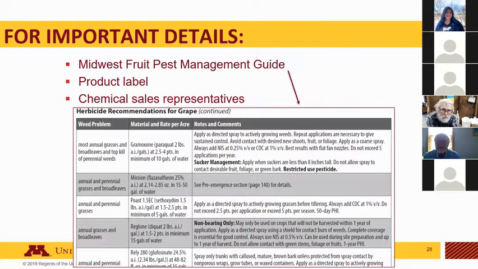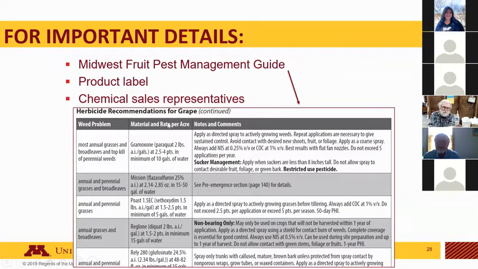Once you've gotten an idea of the basic herbicide options, that's when I would look in the Midwest Fruit Pest Management Guide to get more details on those options that you're considering. You should also look at the product label, and you can also talk to your chemical sales representative for important details about those products as well, because they are well trained to know information about these products, or if they don't know it, they're trained to know how to get the answers.